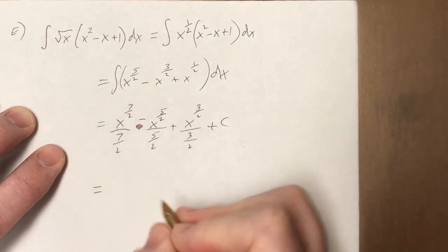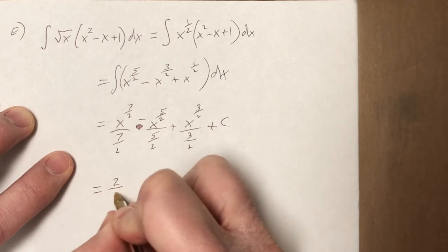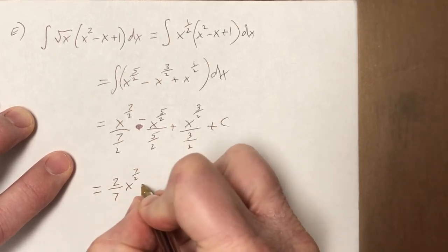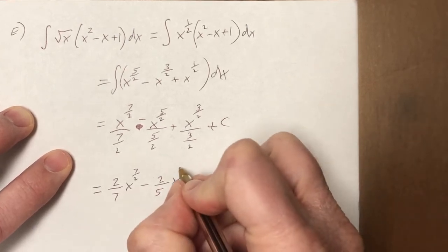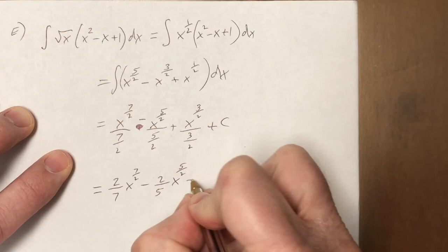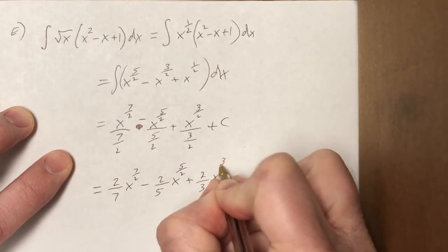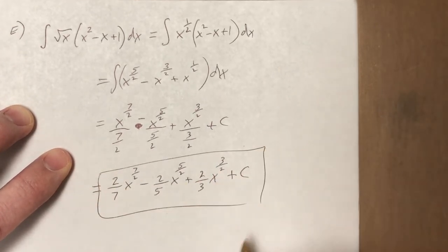Okay, so finally, we just invert these denominators and end up with this. 2/7 x to the 7/2 minus 2/5 x to the 5/2 plus 2/3 x to the 3/2, and remember, plus c. Isn't this so much fun?